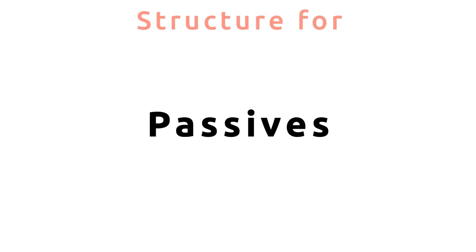Structure for passives. A passive sentence is a type of sentence, as we went through in the previous lecture. We have active sentences and passive sentences. Remember, an active sentence requires the agent as the subject. A passive sentence doesn't require the agent in the sentence.